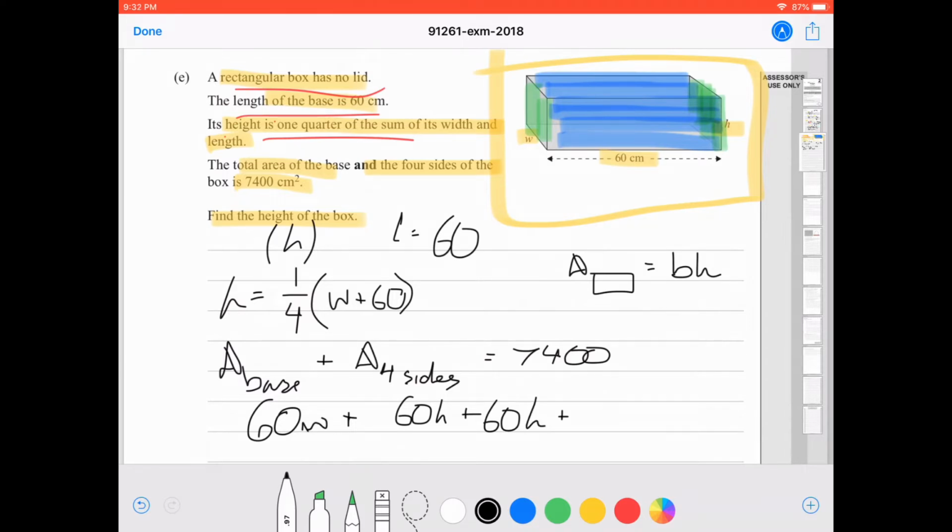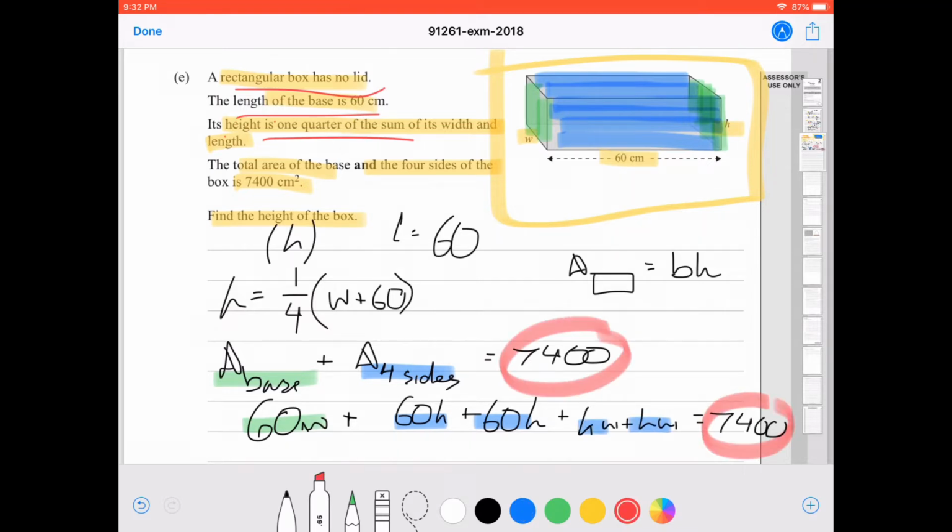Okay, now looking at the green, base times height: its base is going to be w, its height is h. We've got two of them, so hw plus hw. And this all equals 7,400, right? So this is our base here, and these are our four sides. And total area, again, 7,400. Okay.